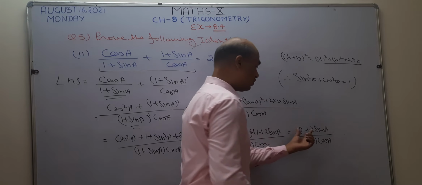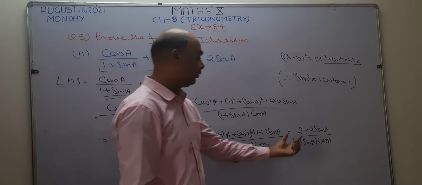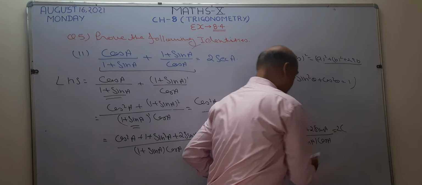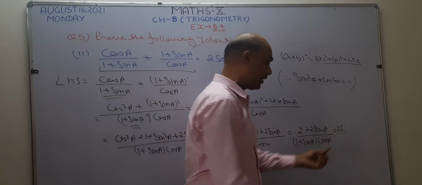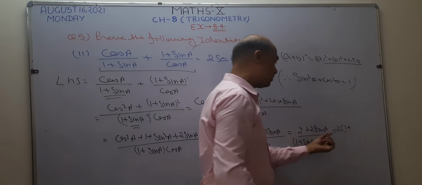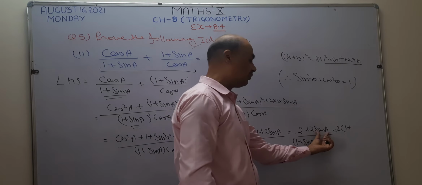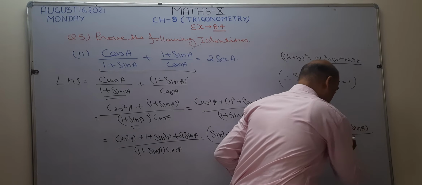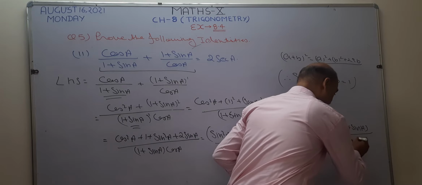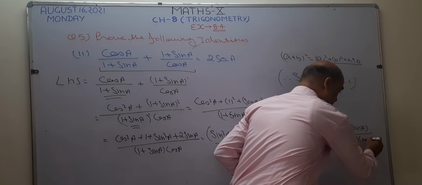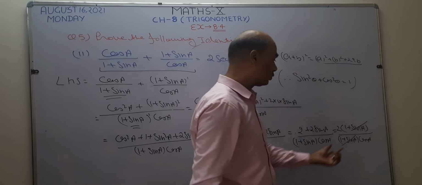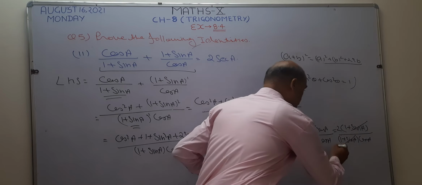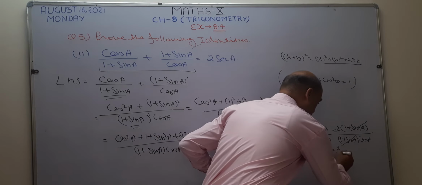After writing 2, what is common between the first two terms in the numerator? 2 is common. When I take 2 common, 1 is left. So write here 1. After that the positive sign is there. When I take this 2 common, what is left? Sin A. Write here sin A. Bracket close upon 1 plus sin A upon cos A. Now this bracket cancels with this bracket because both are same. 1 plus sin is going to cancel. Now what is left? 2 upon cos A.